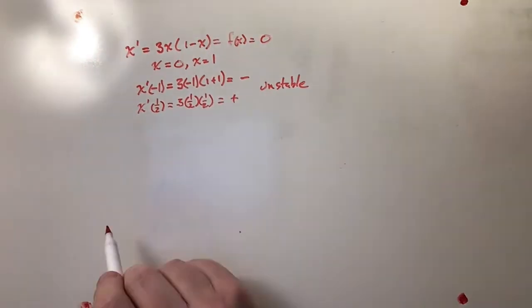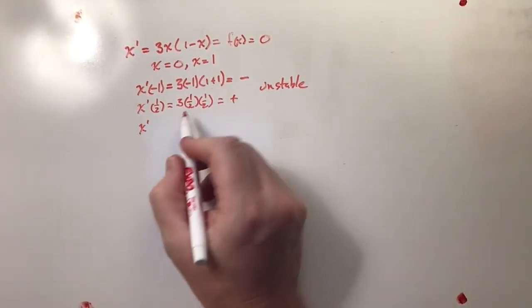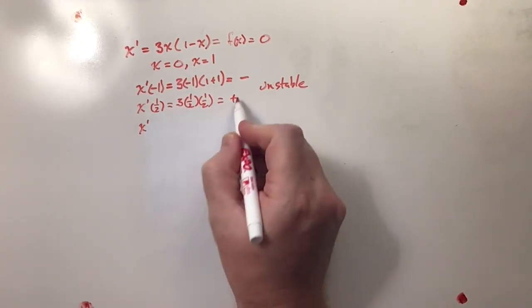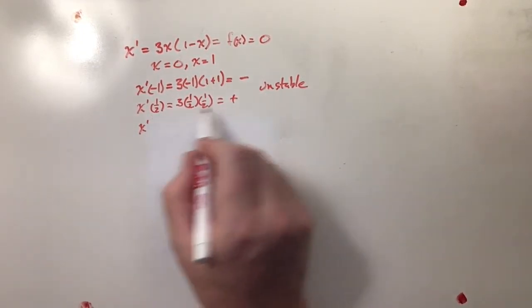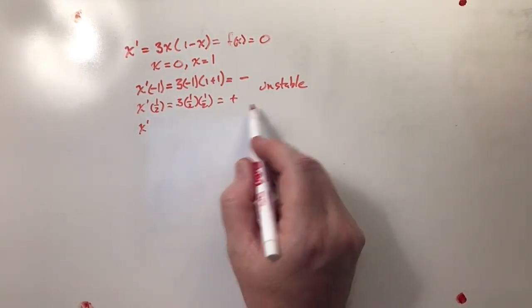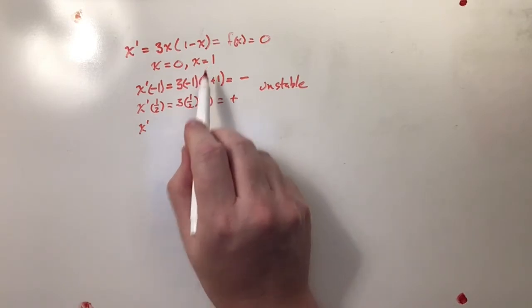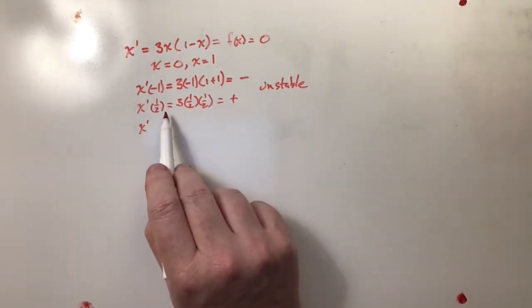Okay, now let's check the other critical point, 1. So we want x prime of something less than 1. Well, we can just use the 1/2. That's positive because 1/2 is also slightly below 1. So we know we're positive when we're below it. And if we're below it and positive as a slope, that means we're moving towards it. So that indicates that maybe the critical point at 1 is stable.